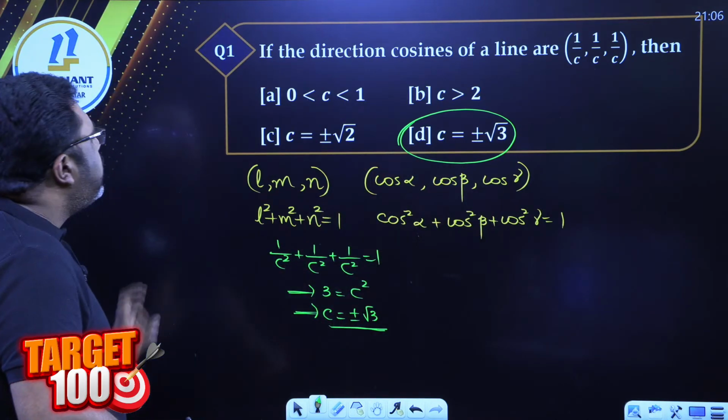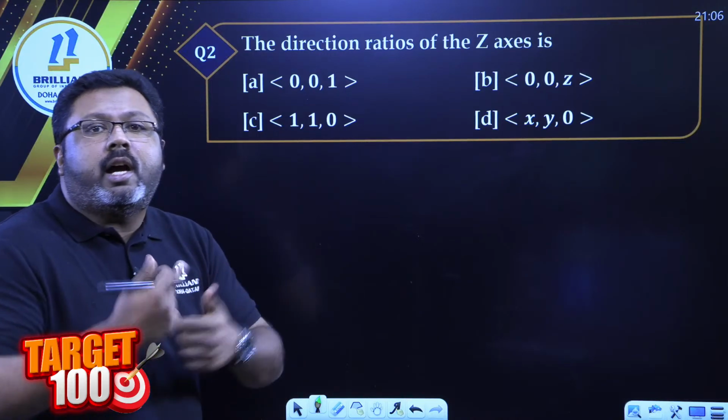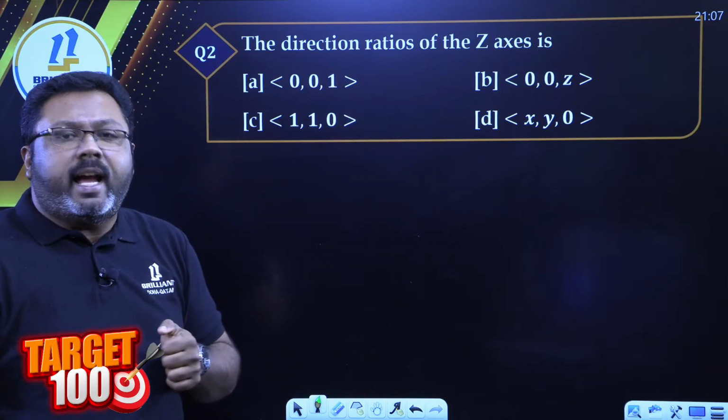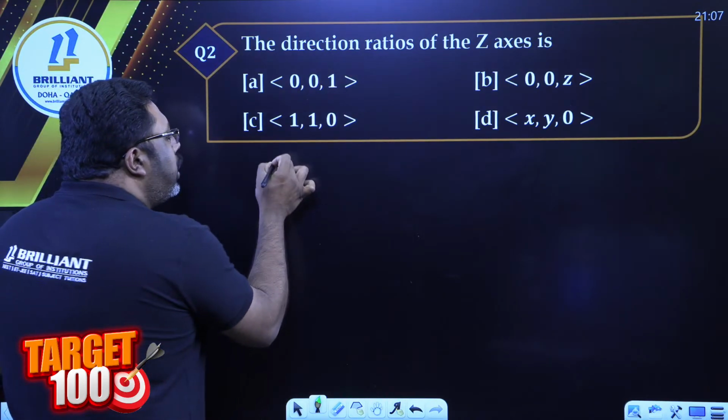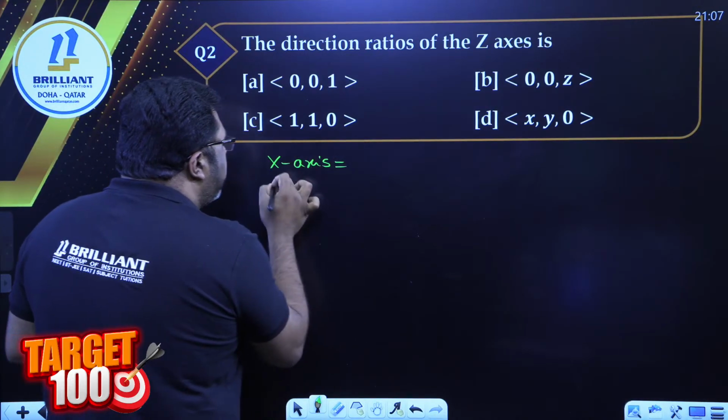Let's move on to the next question. I have a lot of questions based on direction cosines in this discussion. Different types they can confuse you with. Direction ratios of z-axis. Let us try to not only learn direction ratios of z-axis, let us learn the direction ratios of each of the axes.